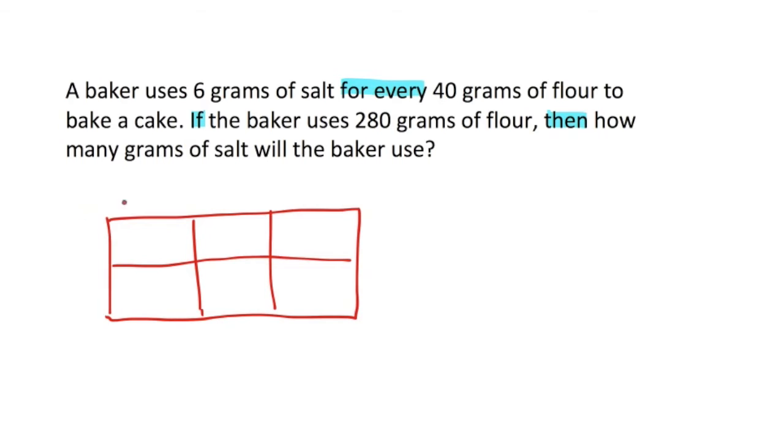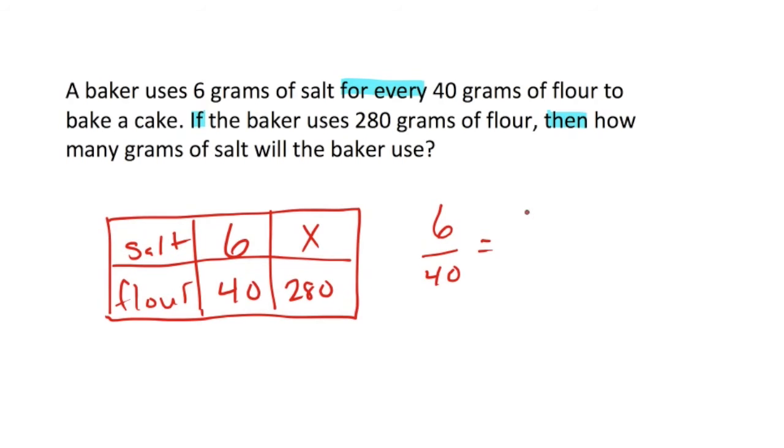So we have what? Salt and flour. All right, how much salt? We have 6 grams of salt and 40 grams of flour. It says if we have 280 grams of flour, then how much salt? So salt is going to be x. Now that we have our plan, we can simply set up a proportion. We have 6 out of 40 equals x out of 280.